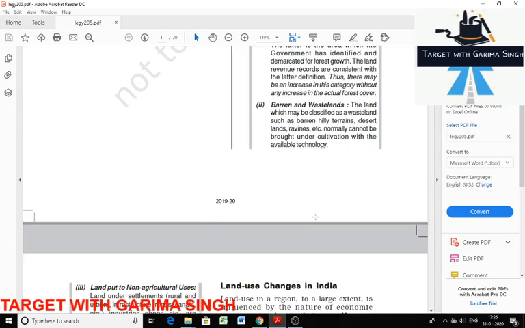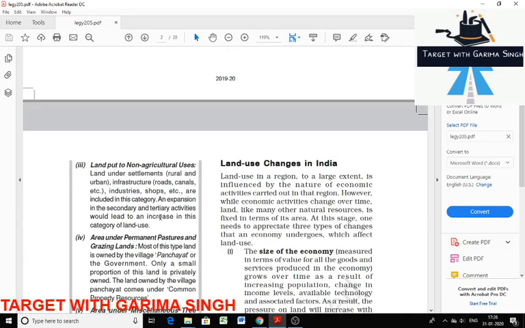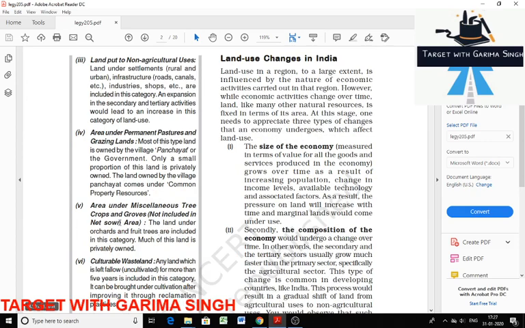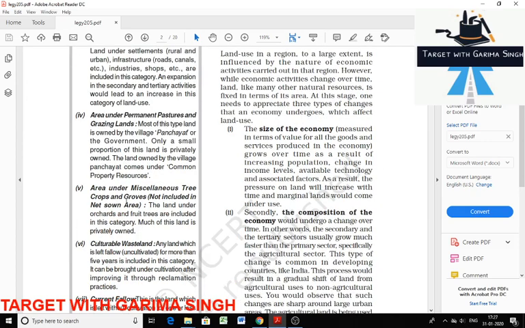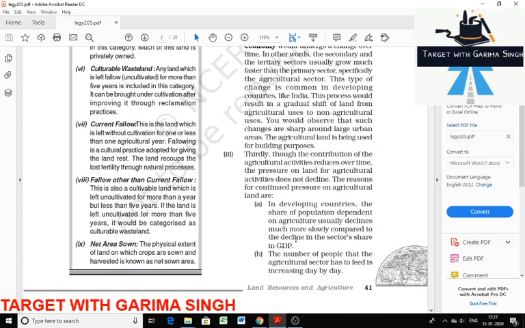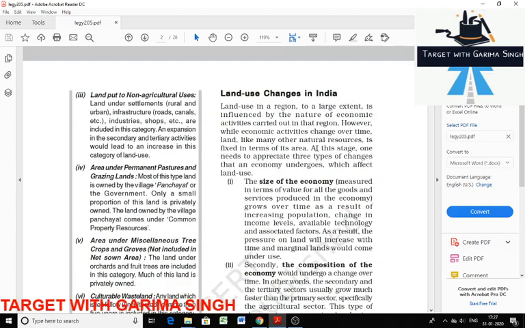These are forest, barren land, for non-agriculture, then permanent pasture, miscellaneous tree crops and groves not including net sown area, then cultivable wasteland, current fallow, the net sown area. Net sown area means the physical extent of land on which crops are sown and harvested. Now we will discuss land use changes in India.